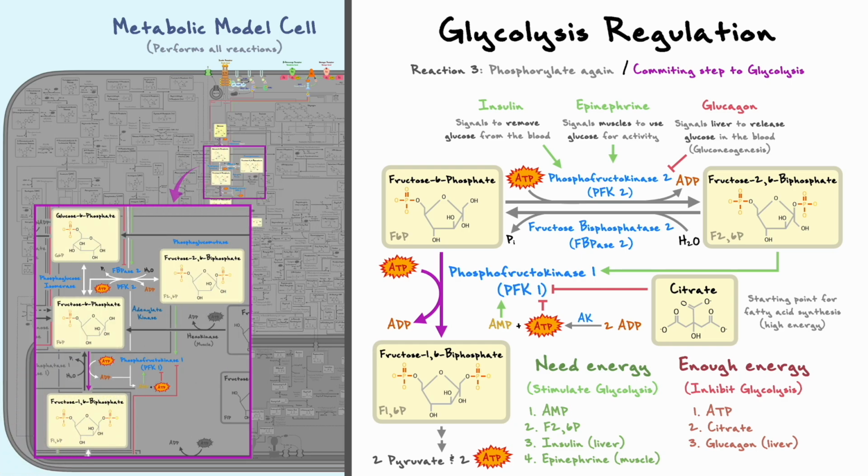Now, as far as PFK1 regulation goes, these are the most common components that regulate it. I know that this regulation can be a bit complicated to understand at first, but make sure you keep the purpose of glycolysis in mind. It should make all the modulators intuitive to understand.